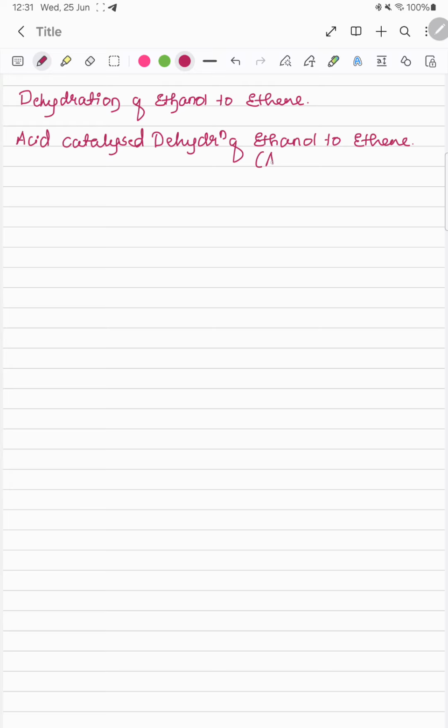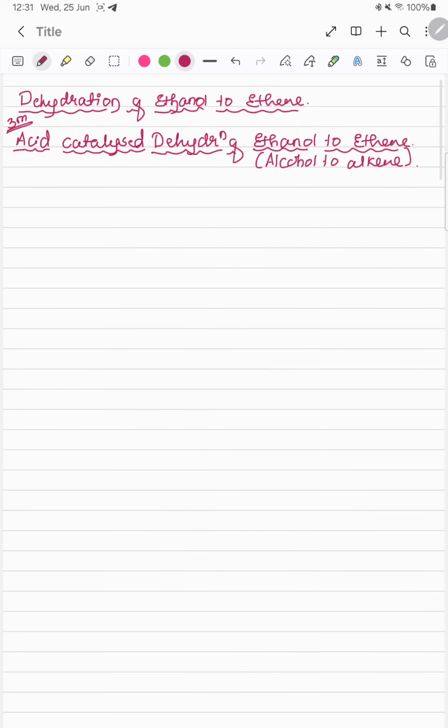or generally speaking it can be also called as alcohol to alkene. Means we are going to remove water from alcohol and we are going to get alkene from that, and that will be catalyzed by an acid. By using H2SO4 as a dehydrating agent, we are using the reaction, and that's why it is called as acid catalyzed dehydration of ethanol to ethene. So this concept in Karnataka boards can be asked for a 3-mark question. So one of the most important expected questions for 3 marks for your board examination, this one.